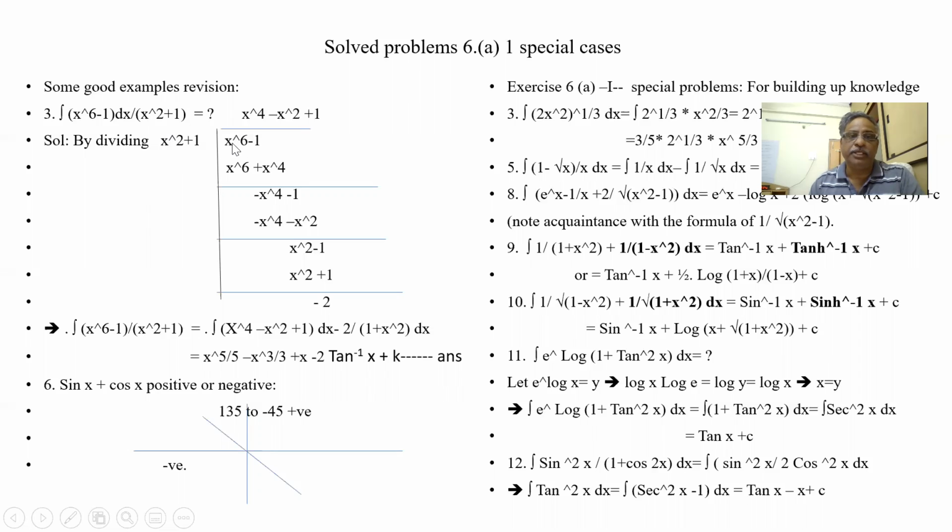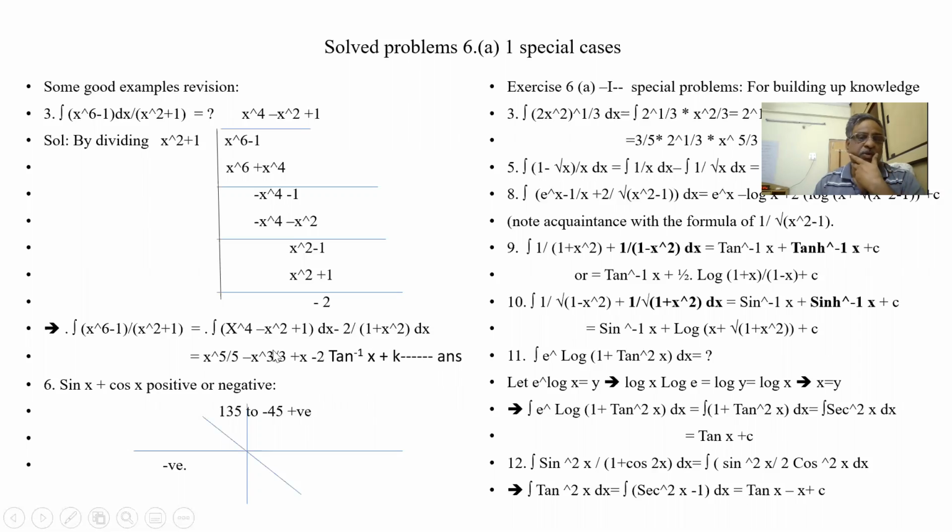So when I am dividing x to the power of 6 minus 1, first I will multiply x to the power of 4. So it means x to the power of 6 plus x to the power of 4. So minus x to the power of 4 minus 1. Then I am multiplying with minus x square. So finally what I am getting, this is the quotient and this is the remainder. So what I am getting, x to the power of 4 minus x square plus 1 minus 2 by 1 plus x square. You know, this we can do: x to the power of 5 by 5, x cubed by 3, plus x. This is 2 tan inverse x. So we got the answer plus constant.